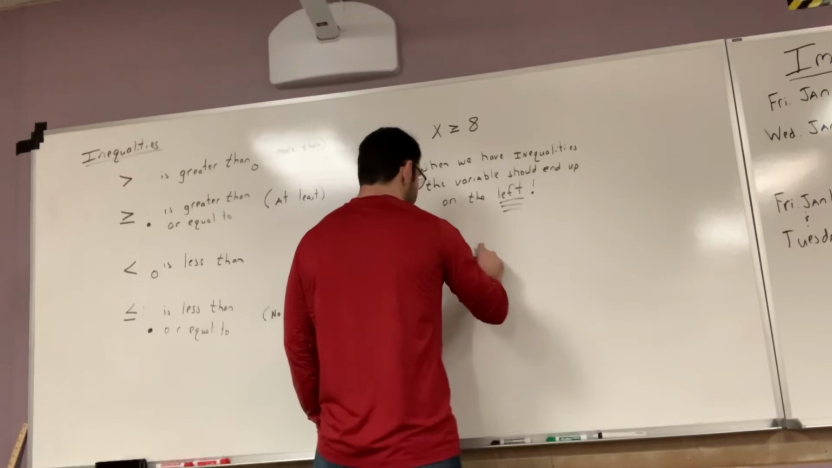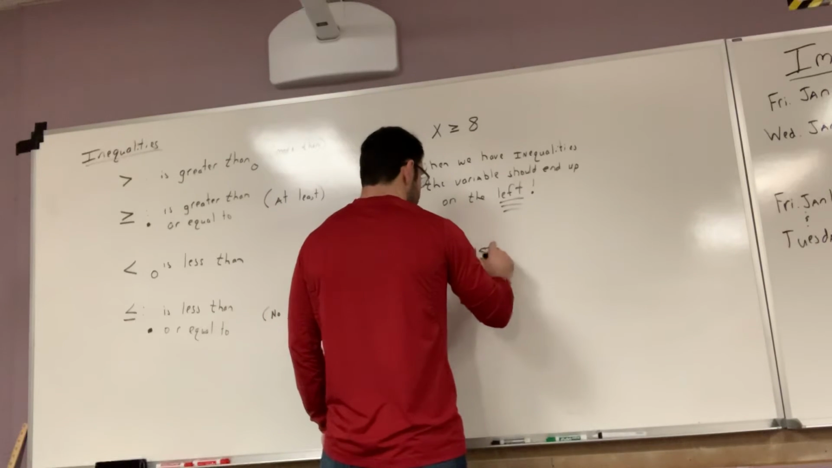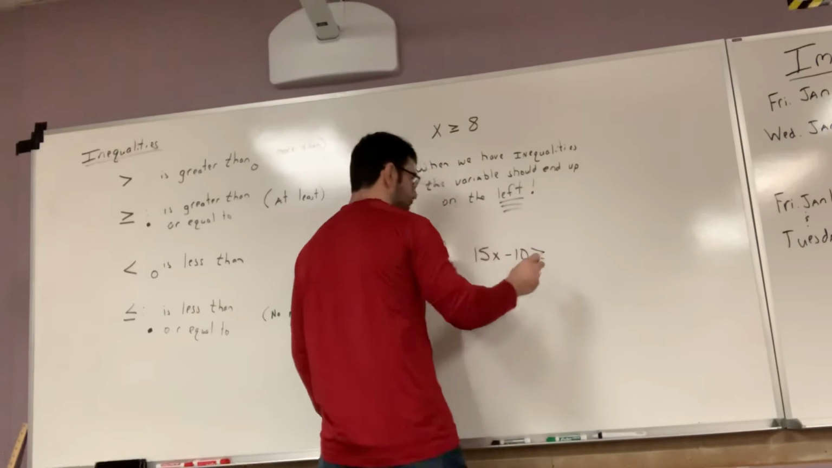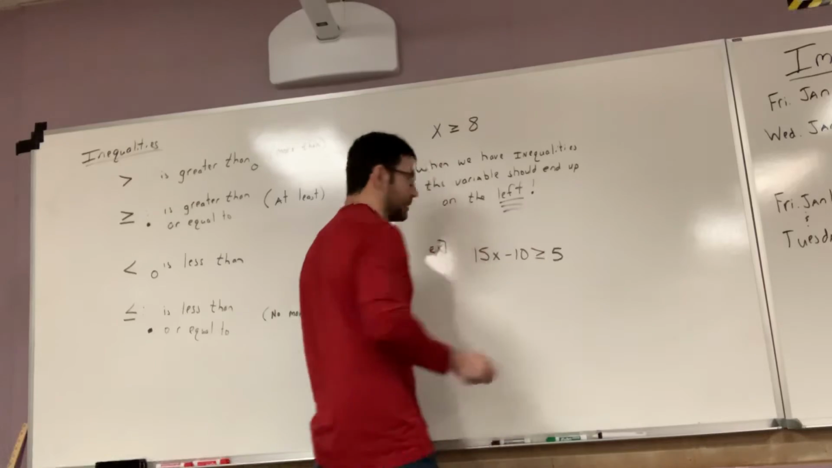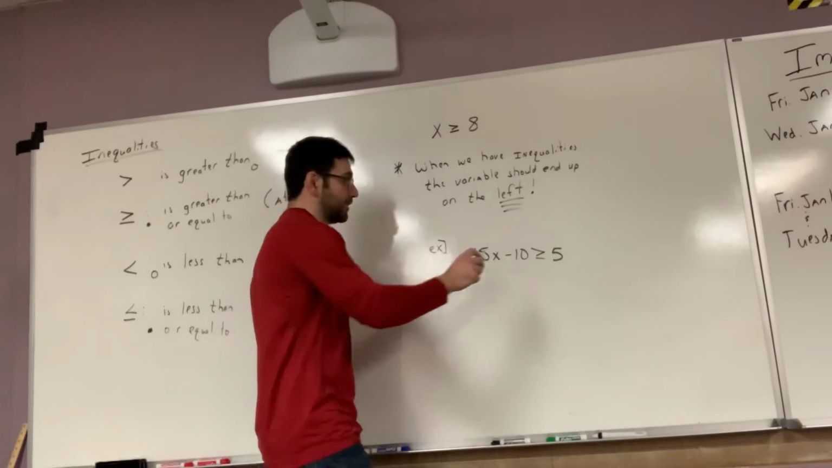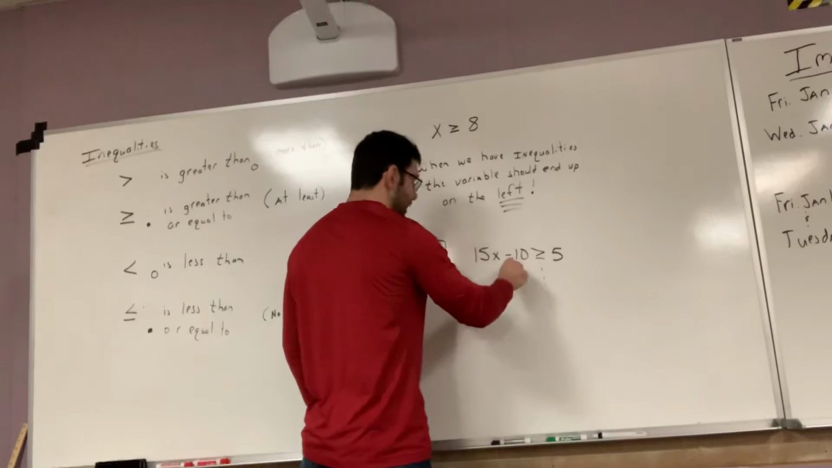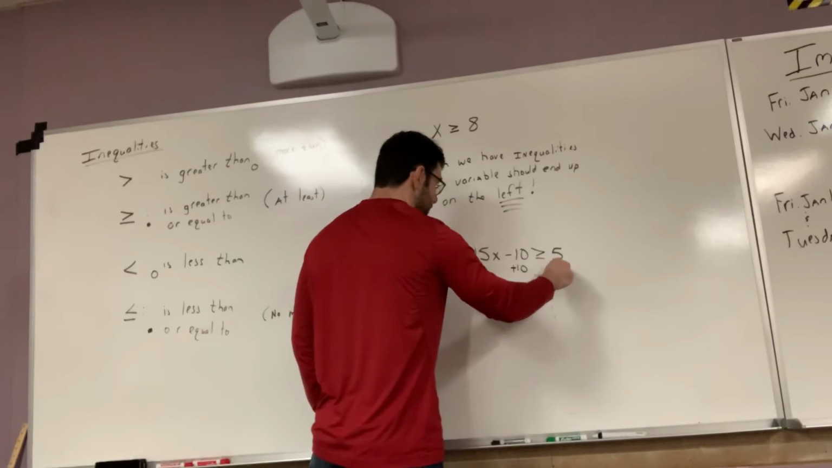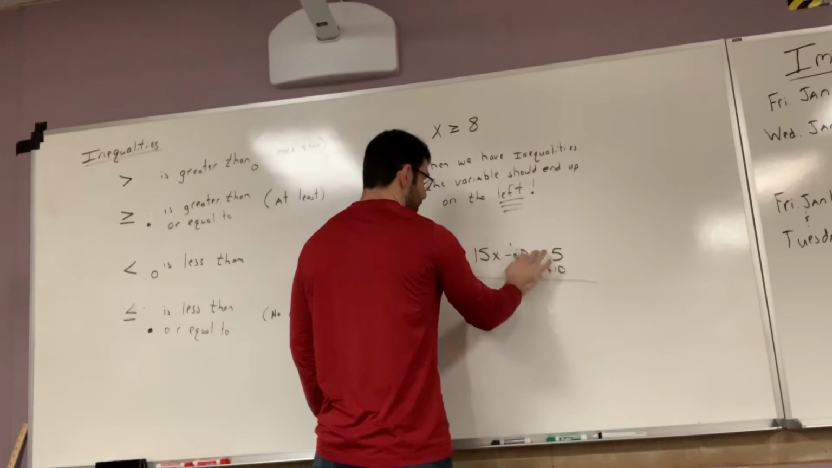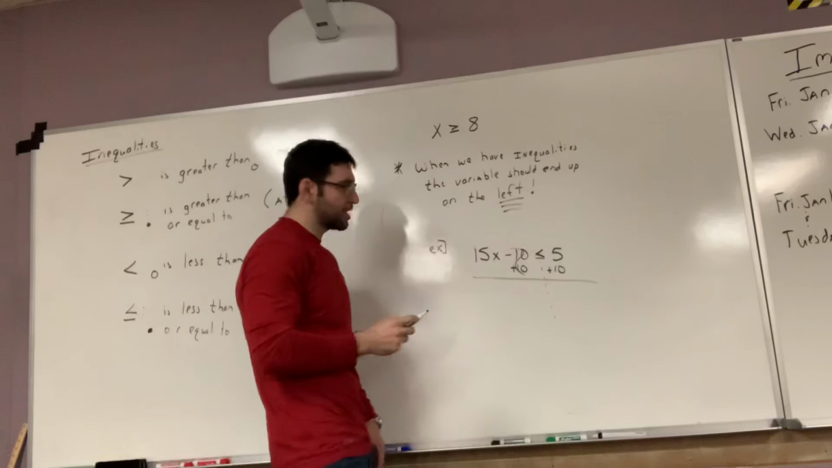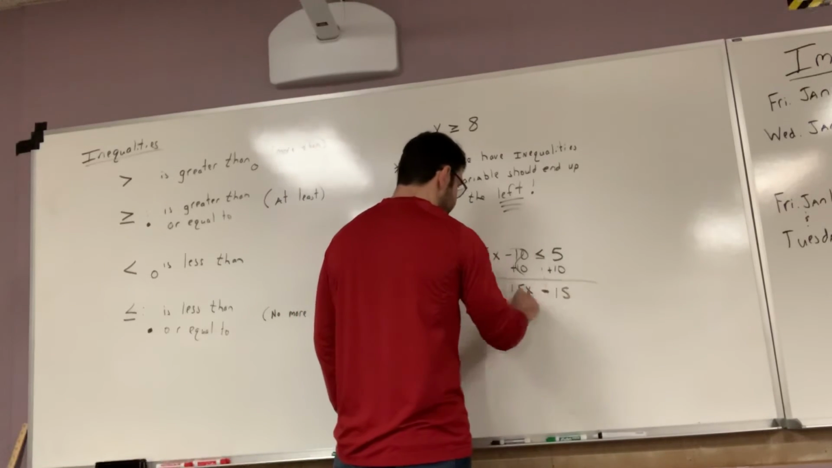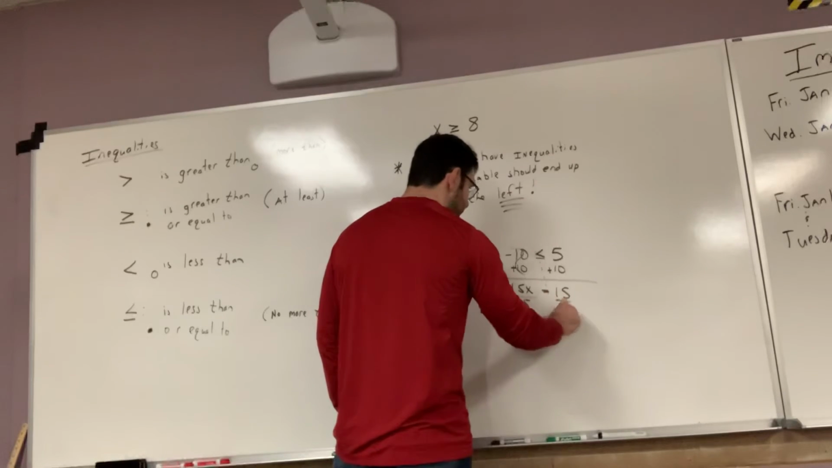Let's say 15x minus 10 is greater than or equal to 5. Actually, yeah, that's fine. So now, find my balance point. Add 10 to both sides. That leaves me 15x, and actually I don't want that. I want to make it less than or equal to. I'm sorry. Doesn't really affect you. Gives me 15x equals 15. I divide both sides by 15.